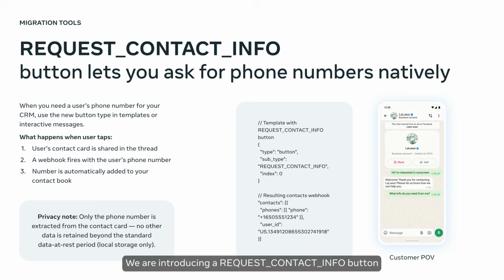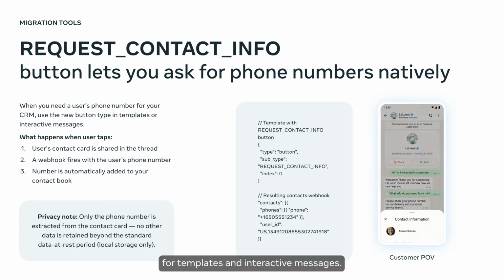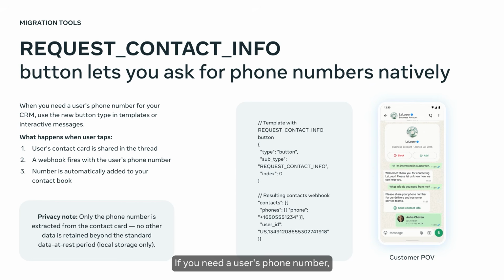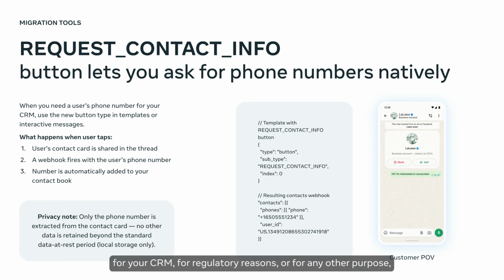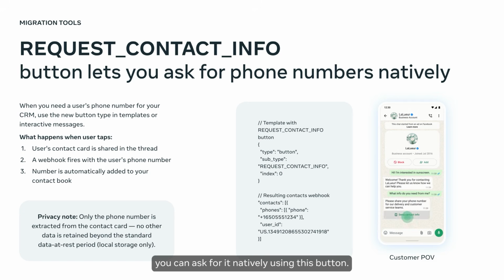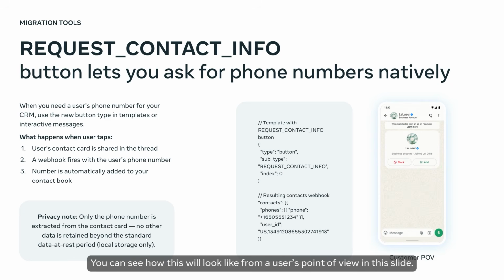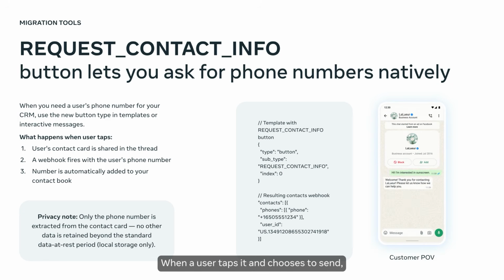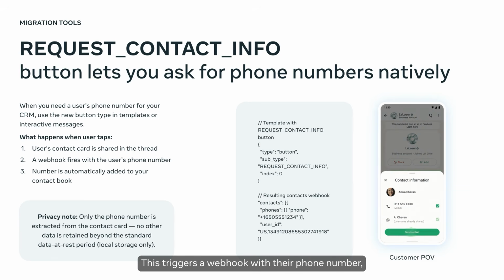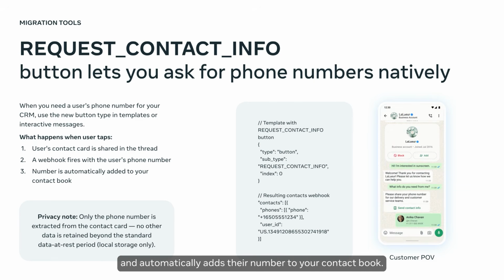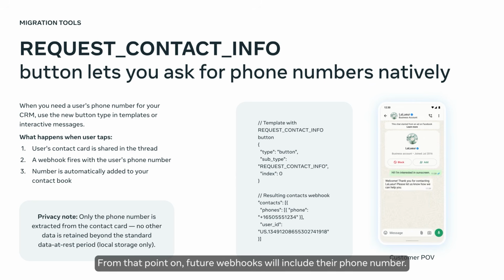Here's how. We are introducing a request contact info button for templates and interactive messages. If you need a user's phone number for your CRM, regulatory reasons, or for any other purpose, you can ask for it natively using this button. You can see how this will look from a user's point of view in this slide. When a user taps it and chooses to send, their contact card is shared in the thread. This triggers a webhook with their phone number and automatically adds their number to your contact book. From that point on, future webhooks will include their phone number.